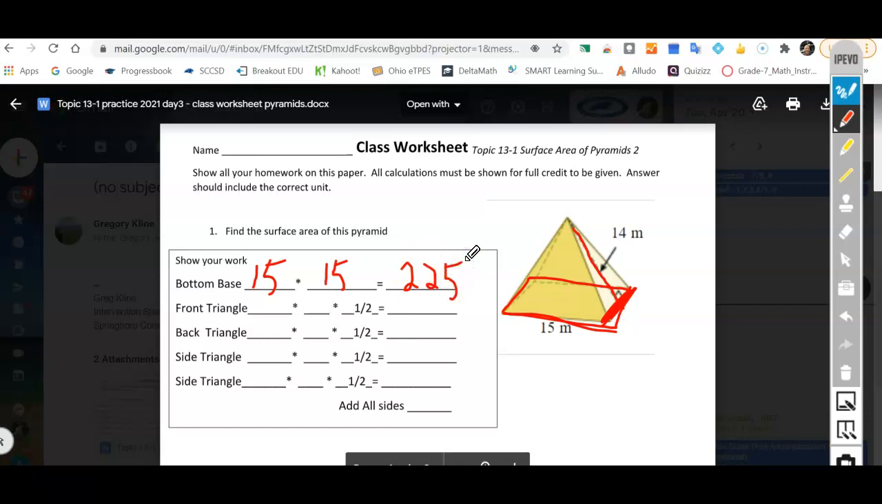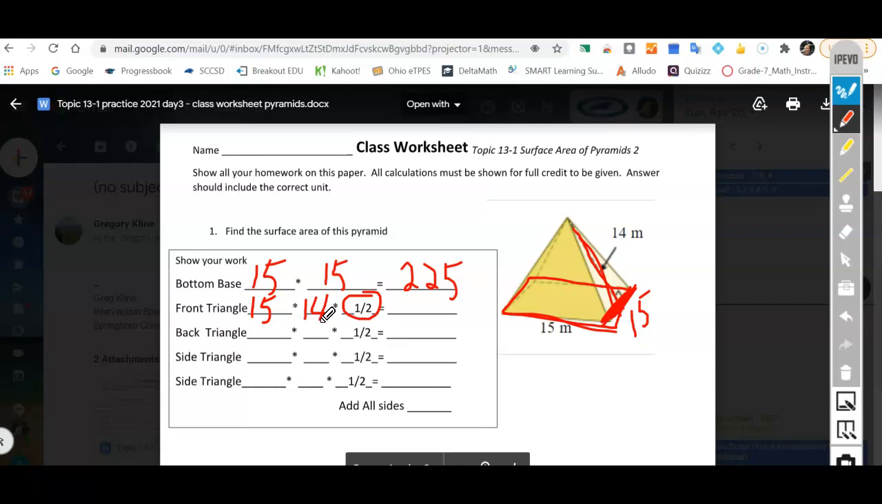All right, then we got our triangles. Remember, anytime you're finding the area of a triangle, you need your half. So half times what is the base and the height of the triangles? Right. Remember, this side is also 15. So 15 and 14 are perpendicular. So it's 1/2 times 15 times 14. What do I get when I multiply those?